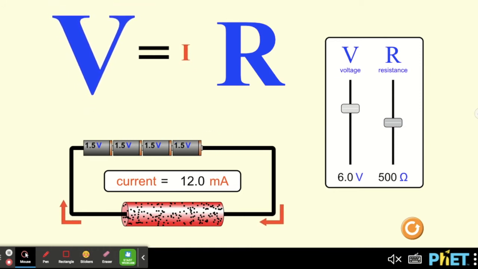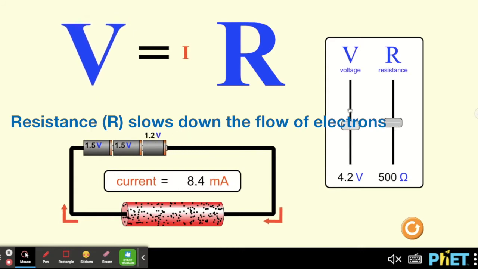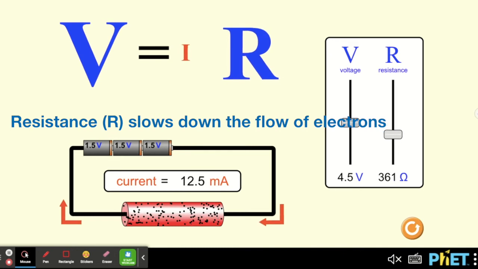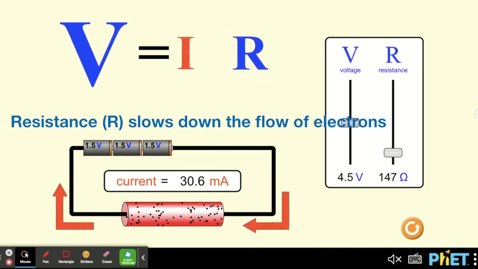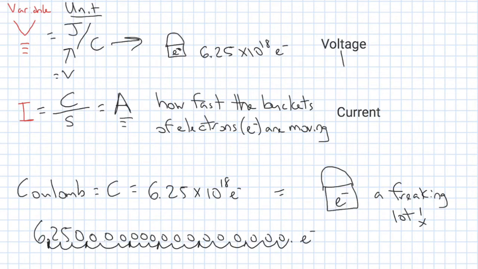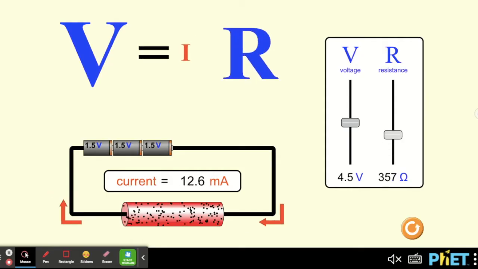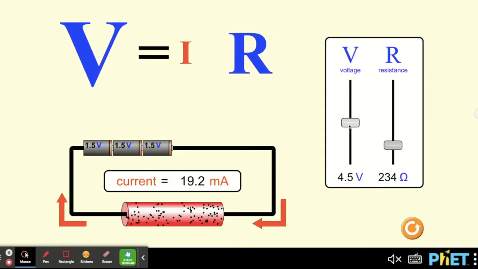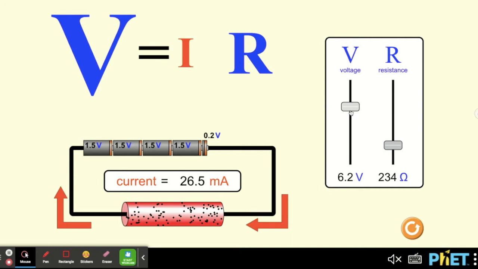Another way I can increase the current is this. Let's say I keep this down to 3 here. If I decrease the resistance, obviously my current is going to go faster. Remember, current is how many coulombs, buckets of electrons, are passing a point per second. So current is affected by resistance and voltage. We can manipulate voltage by adding more batteries, and we can manipulate resistance by adding resistors in the circuit.